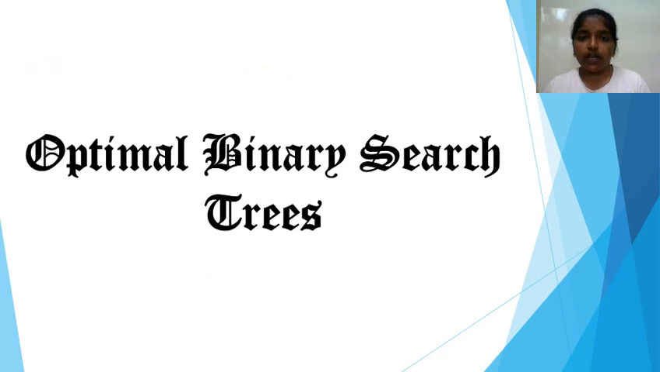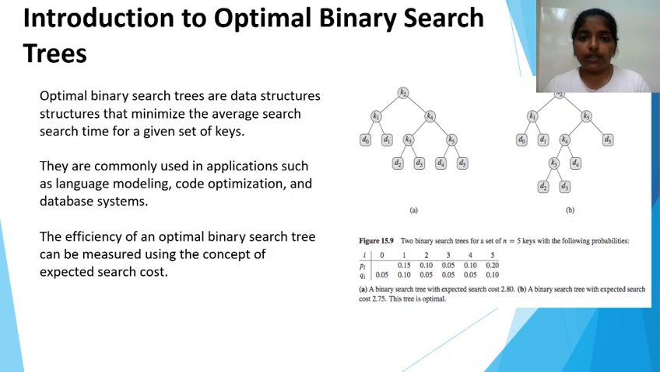Today in this video, I will talk about optimal binary search trees. First I will give an introduction. Optimal binary search trees are data structures that minimize the average search time for a given set of keys. They are commonly used in applications such as language modeling, code optimization, and database systems. The efficiency of an optimal binary search tree can be measured using the concept of expected search cost.